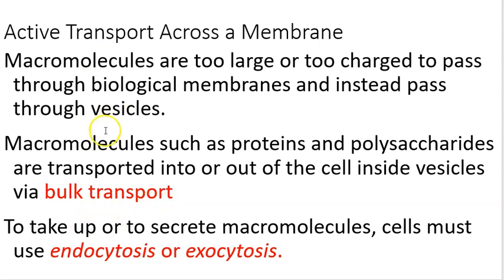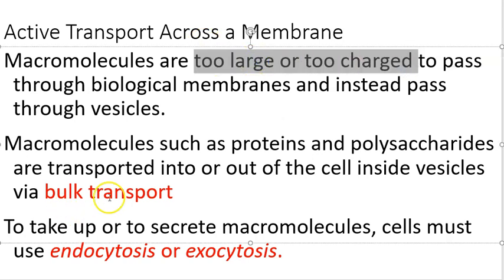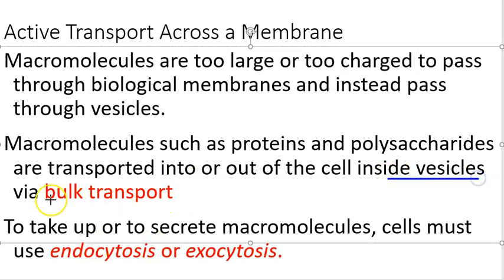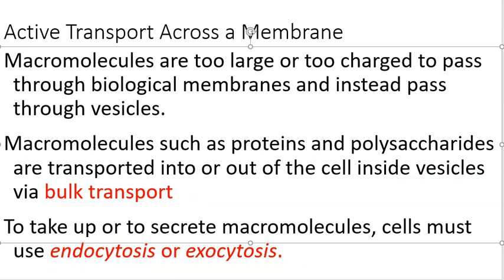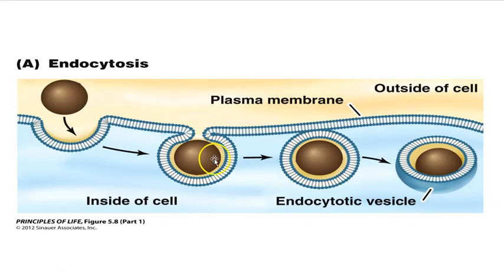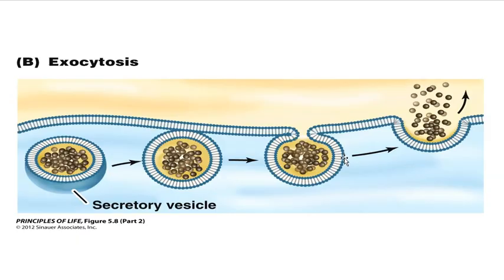All right, so active transport across a membrane: molecules that are too large or too charged can't pass. And so these things are passed in and out of the cell using vesicles, via bulk transport. So this is talking about endocytosis or exocytosis. Here's endo. You can see the membrane folding around this particle. Takes energy. Here's exo. Takes energy.